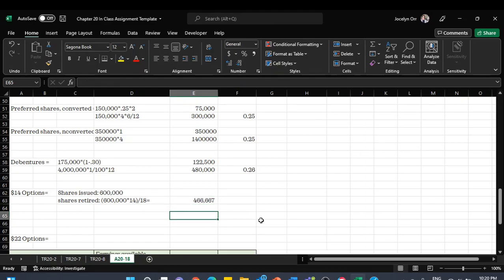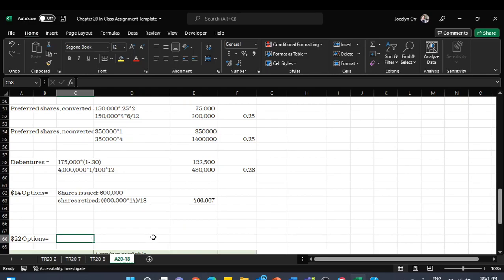Okay, so we could retire 466,667 shares. So we're going to leave that piece of information as it is for right now. Okay, we're not bringing that down any further. And we're going to look at our $22 options.